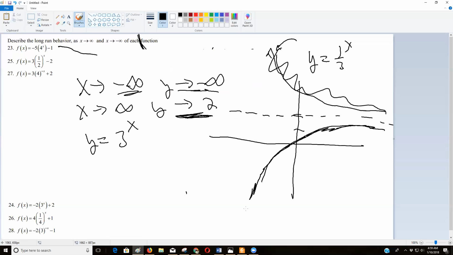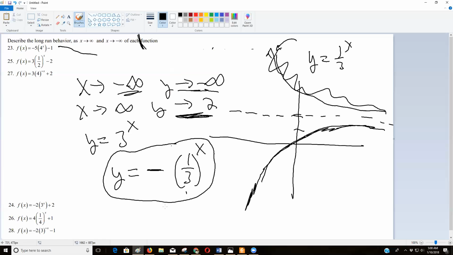That's the graph I'm looking at, in which case this is y equals 1/3 to the x. Notice that's like 3 to the negative x. And then this has to be reflected around the x-axis, so that would have to have a negative in front of it. Now I could put a number in front of there, but without a lot more information, that's what it's going to look like. Okay, so that's one way to deal with that.